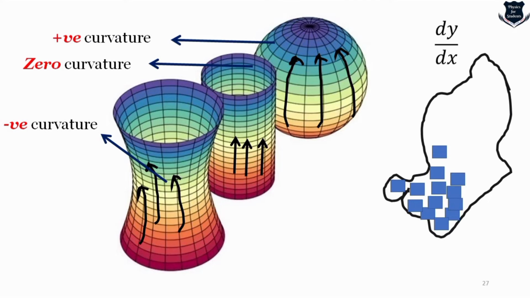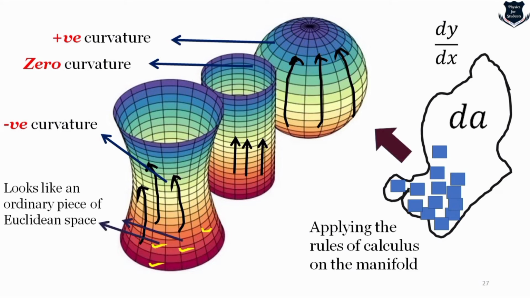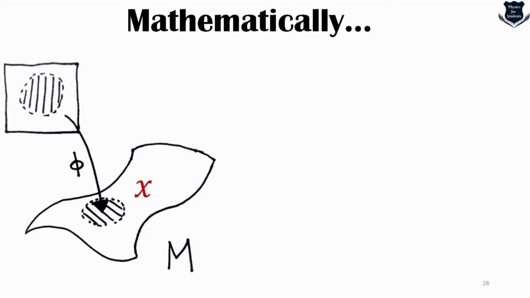So if you get this kind of surface and we get these boxes, what I'm trying to show you is that we use calculus and apply the rules of calculus and differentiate those, and this is what we call locally looks like an ordinary piece of Euclidean space. It's just an analogy for how we analyze a manifold. Okay, so let us define a differentiable manifold in a mathematical way.